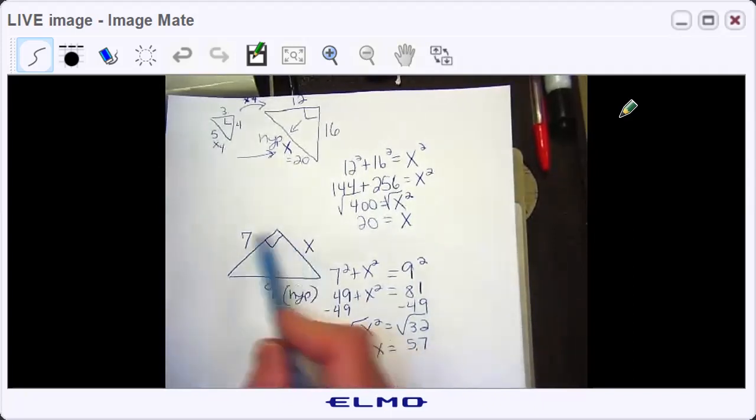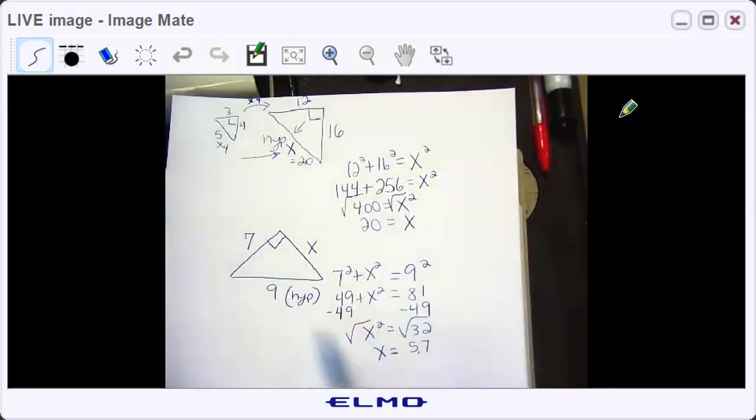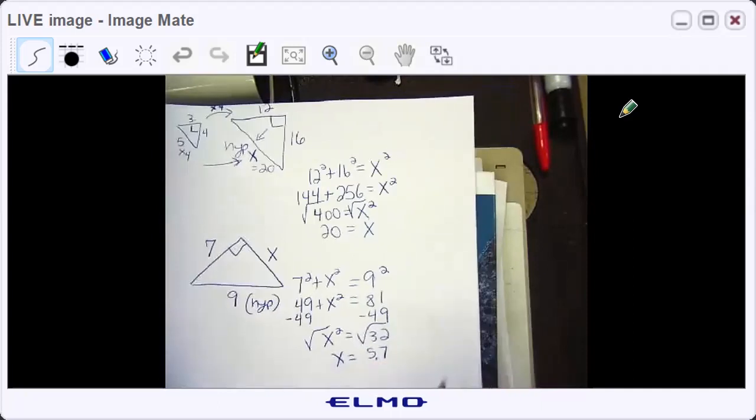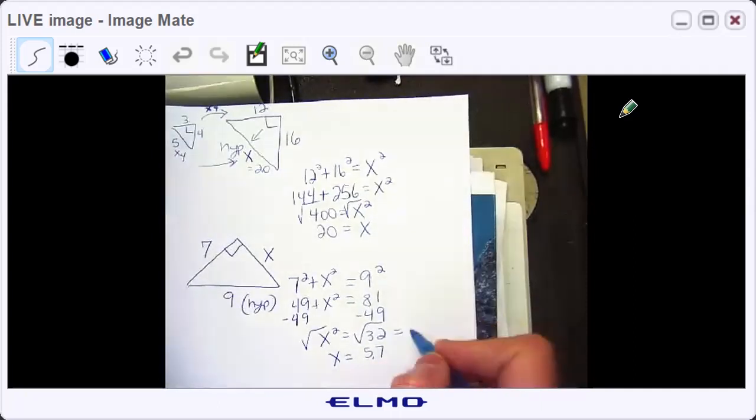Now, this would not be a Pythagorean triple because we have a whole number, but a decimal here. So if they ask you, is this a triple, this 5.7 counts it out. Another important thing I want you to understand is they could sometimes leave this as a simplified radical. Let me just quickly show you about that.